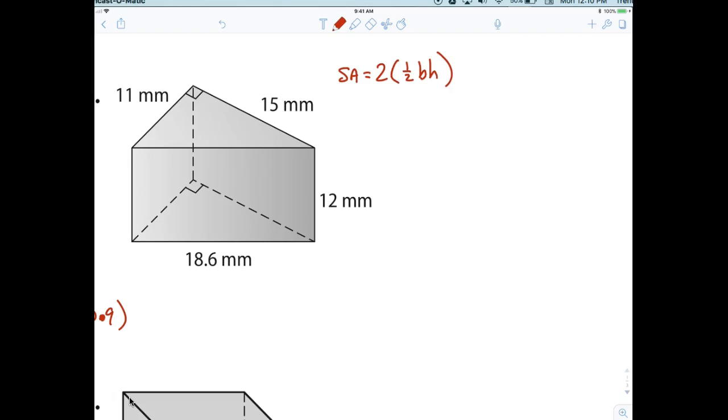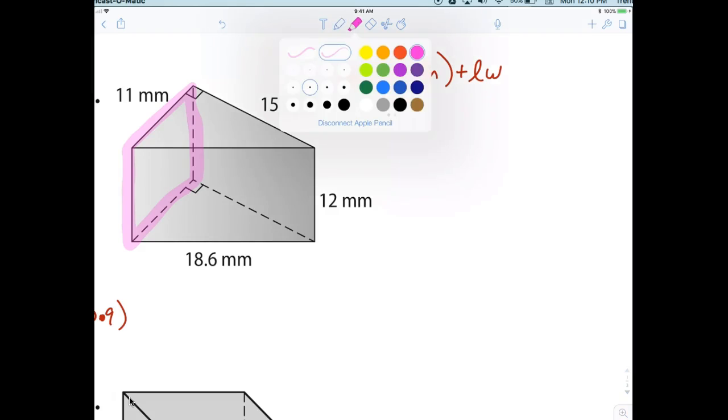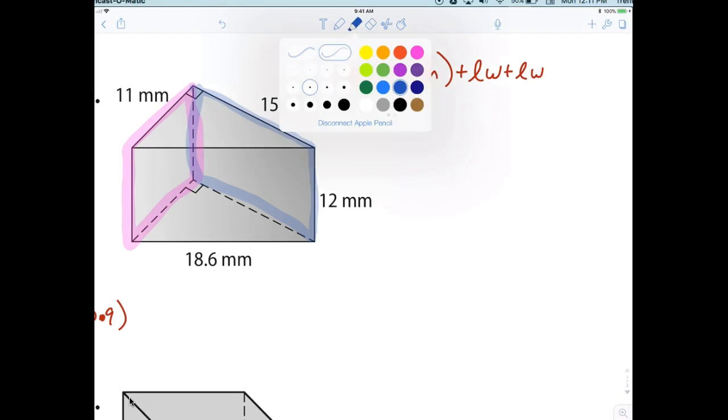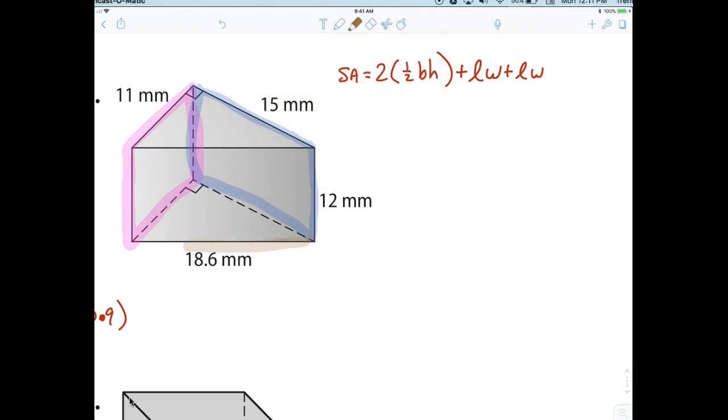So the walls, just to make sure you're paying attention, this wall right here has a length and a width. Now, this one over here has a length and a width. Is it the same rectangle? No. So plus LW. Now I'm going to do the front wall. Is that the same? No. So it'd be another LW plus LW. Everybody okay with this? Yes. Any questions or concerns?